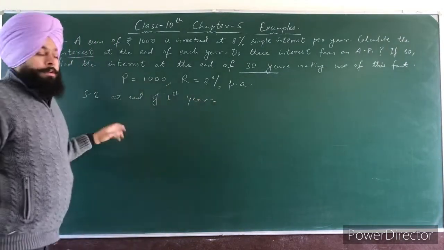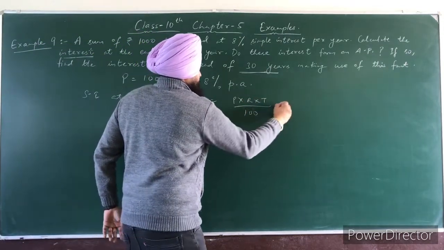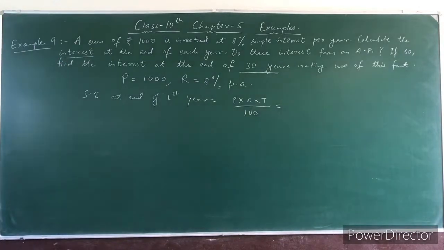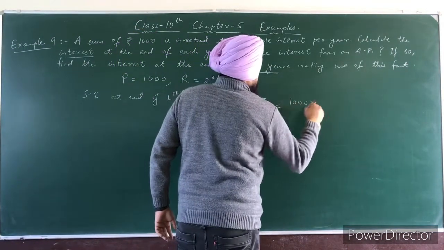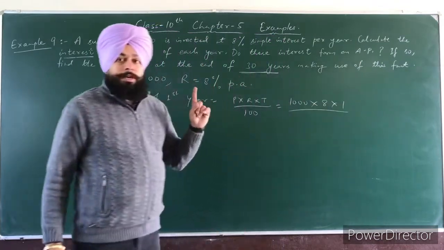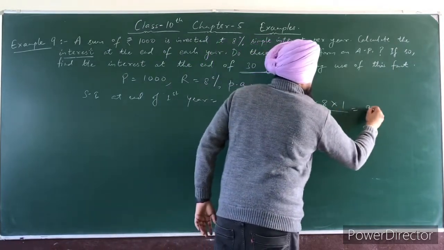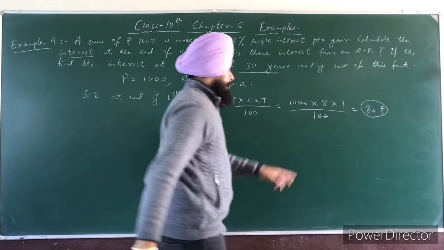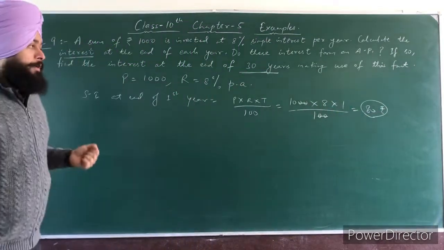So the formula is P into R into T over 100. So what is the principal amount here? ₹1000. Rate of interest is 8 and the time period is 1 year. So right here 1. This goes to cancel. 8 tens are 80 rupees. So 80 rupees is the simple interest at the end of first year.